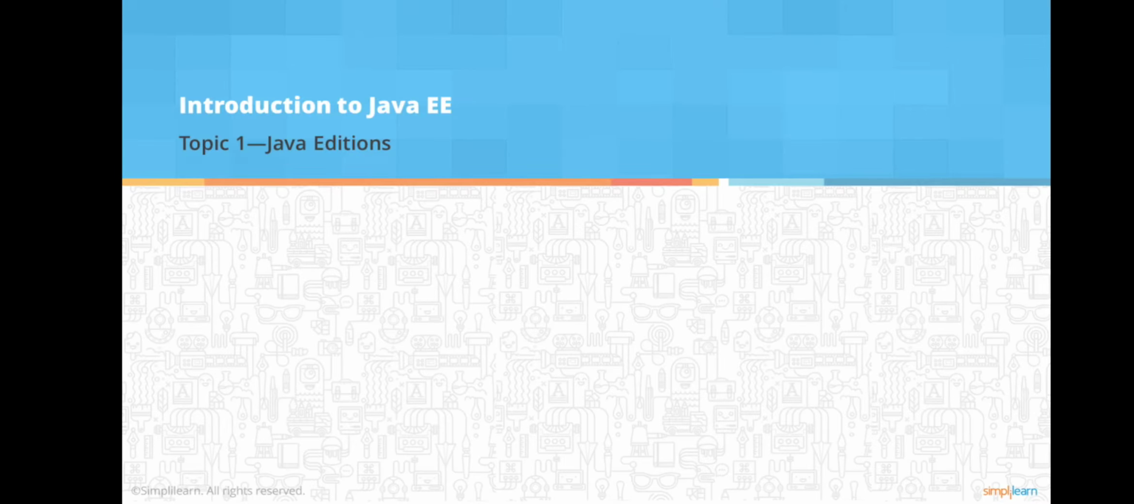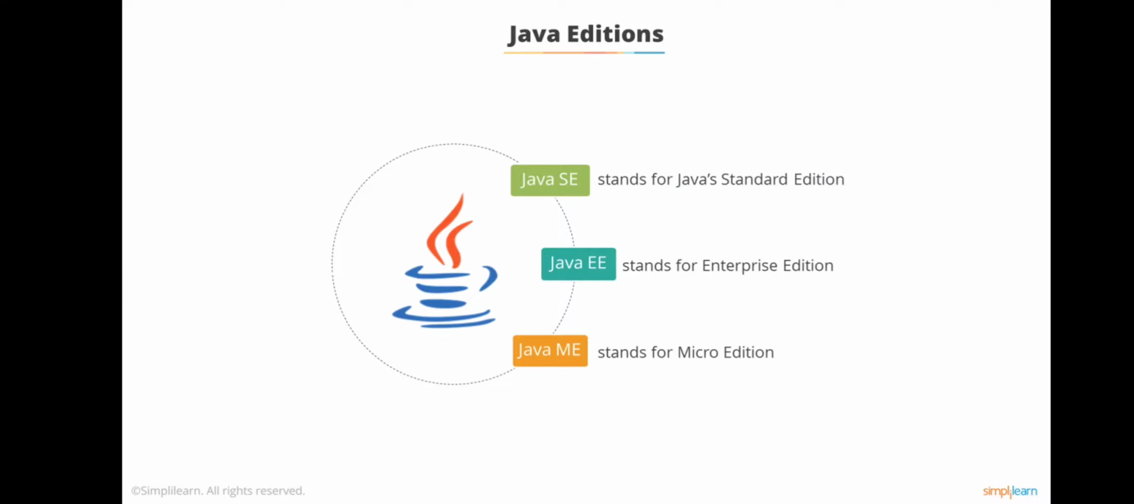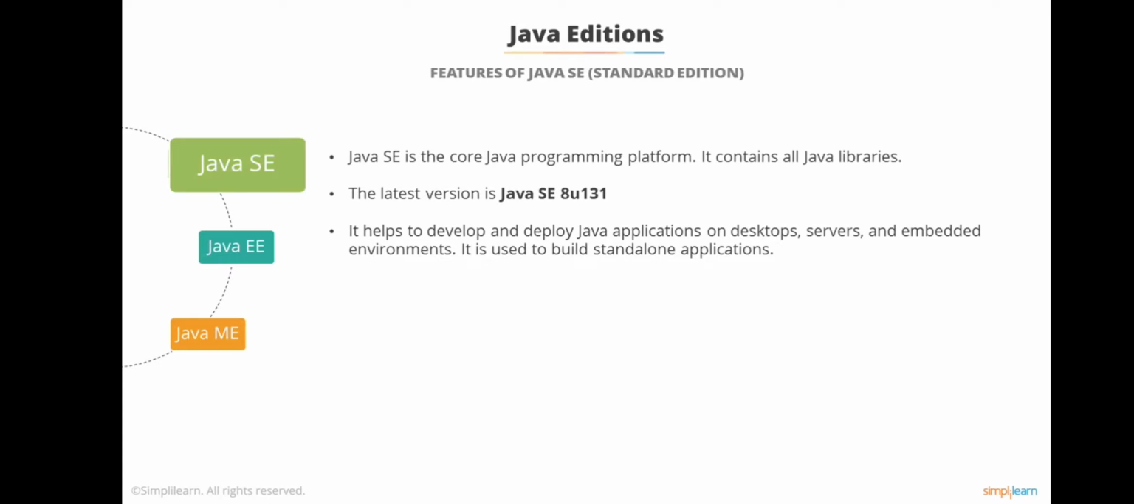Let's start with Java editions. There are predominantly three editions that Java works with: the Standard Edition, the Enterprise Edition, and the Micro Edition for handheld devices. The Standard Edition is the core Java programming platform. It contains all our Java libraries. The Java Development Kit, or the JDK, is part of the Standard Edition.